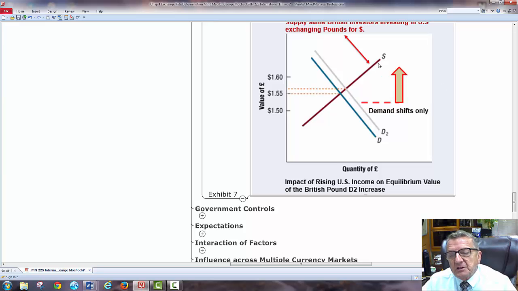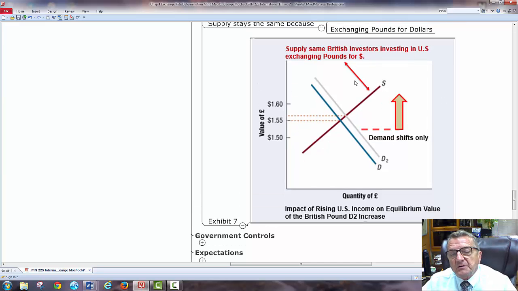So demand is the only thing that shifts. Read the book. The author explains the supply. Same British investors invest in the U.S., exchanging the pounds. So there's more pounds in here. Okay?